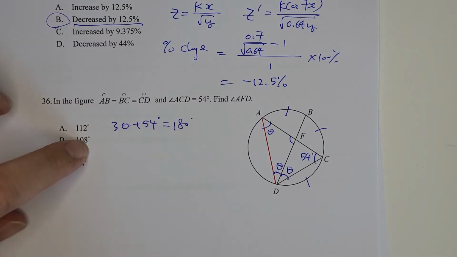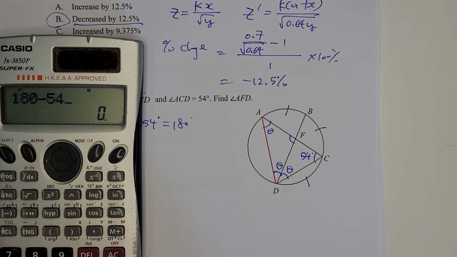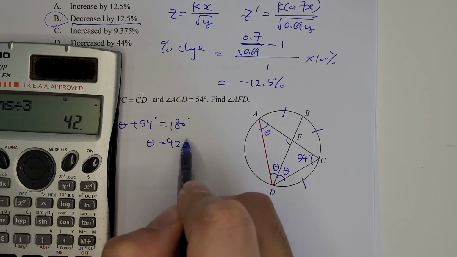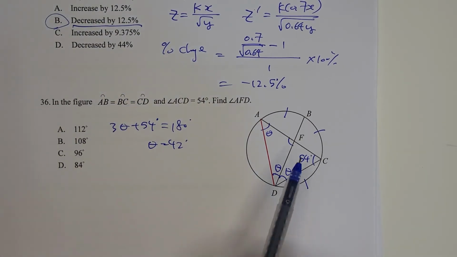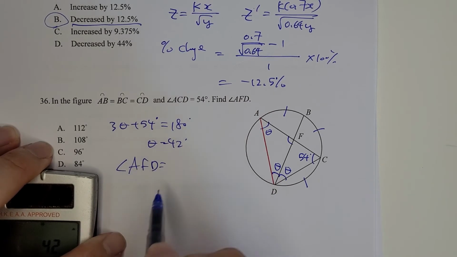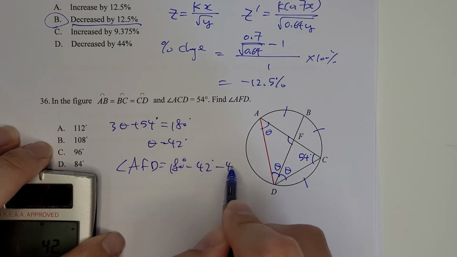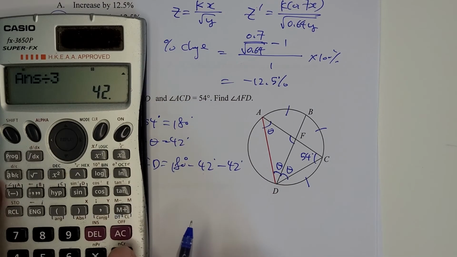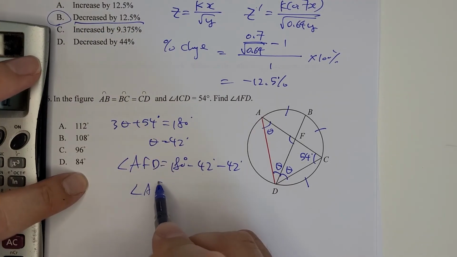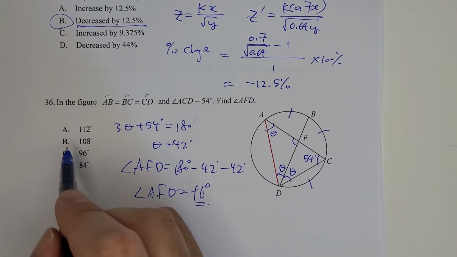Okay. So 180 minus 54, divided by 3, is 42. And you need to find angle AFD. Angle AFD will be 180 degrees minus 42 degrees minus 42 degrees. Okay. Then 96. And the answer will be C.